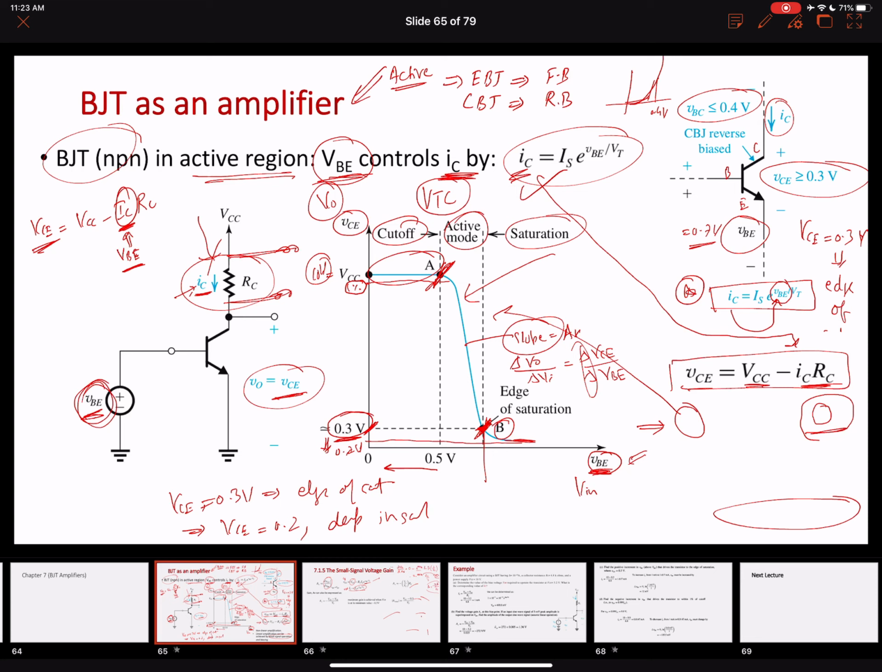So in the previous part, we were somewhere over here, we found the value that will move the transistor to the edge of saturation, and then we found the negative increment that will move the transistor to the cutoff region.